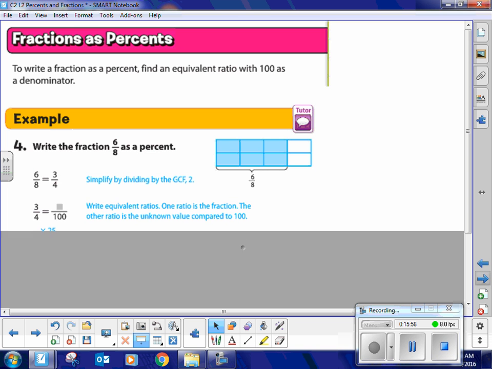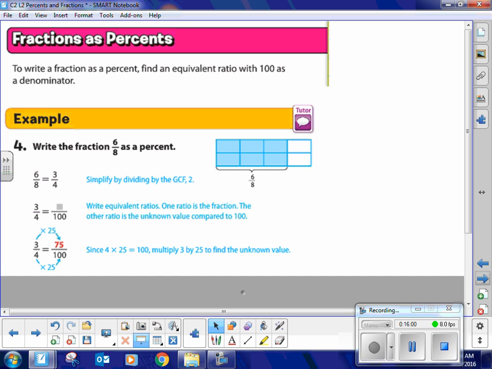They have this idea here. This is how they do it. They write the fraction 6/8 as a percent. They simplify it first by dividing by a GCF of 2. Then they look at 3/4.